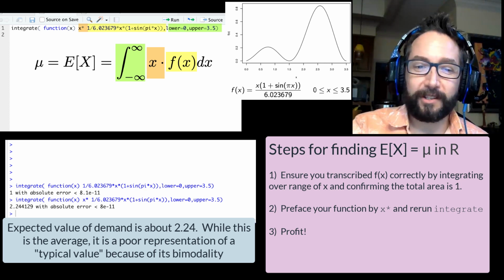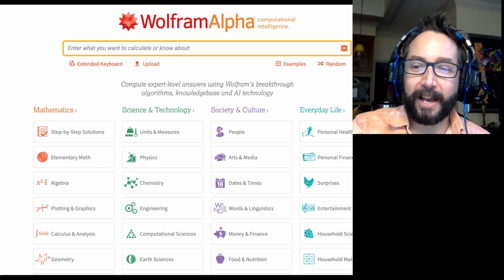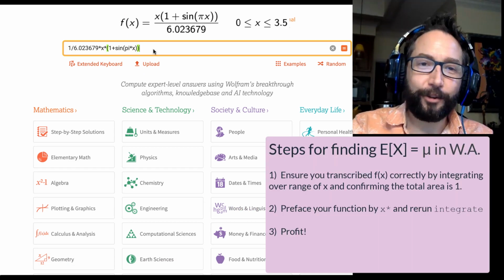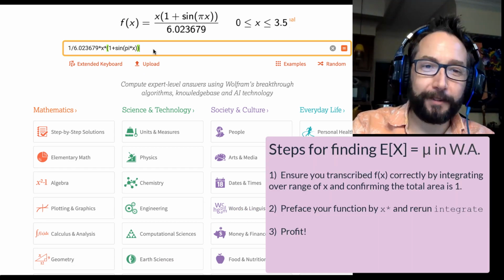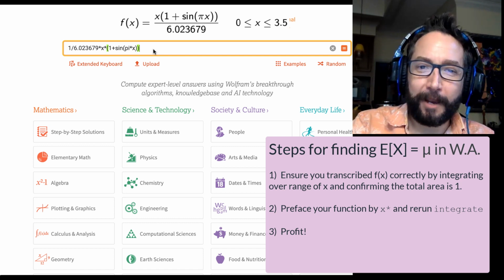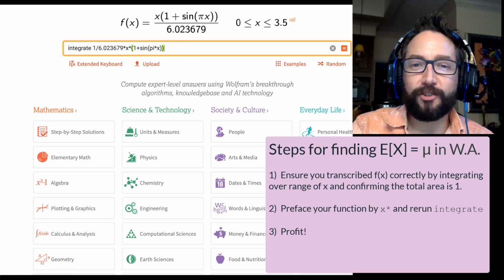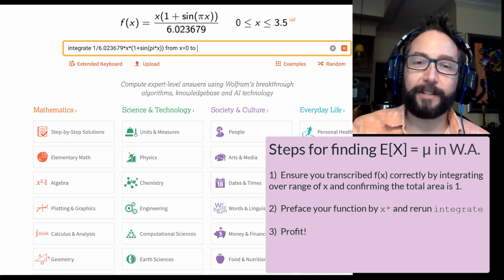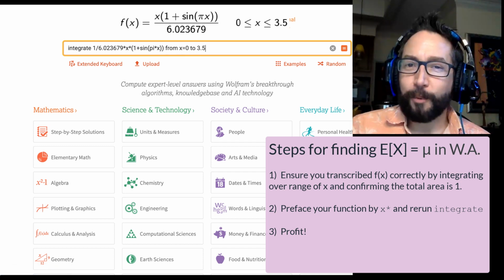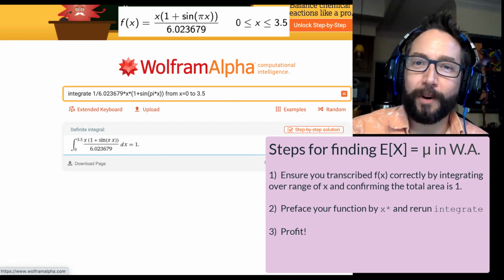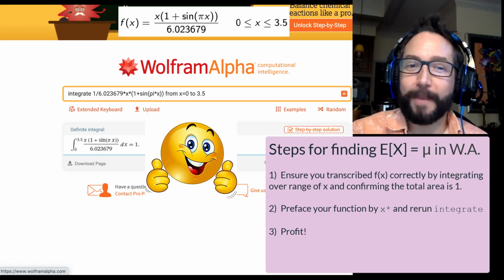If we wanted to do this in Wolfram Alpha, well, we can do that too. What I'm going to do is transcribe my formula for the PDF, and I'm going to integrate my PDF from x equal to 0 to 3.5. In general, we integrate over all possible values of x. We start out with this just to make sure that it integrates to 1. We have a valid formula. We didn't make any typos.